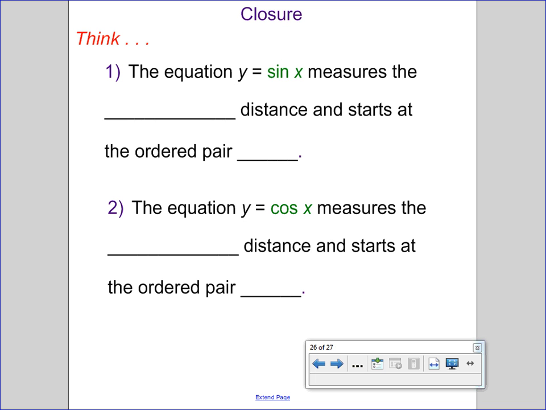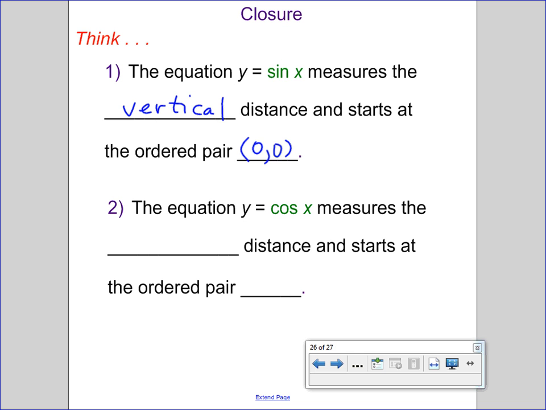Okay, go ahead and share with the class. The equation y equals sine of x measures the blank distance and starts with the ordered pair blank. Casey? Vertical. Measures the vertical distance, good, and starts with the key ordered pair 0, 0. Raise your hand if you have the same thing as Casey for number 1. Sine measures the directed vertical displacement above or below the origin and starts with the key point 0, 0.